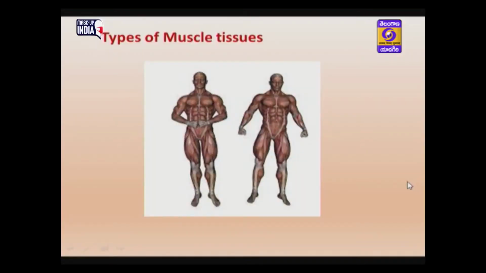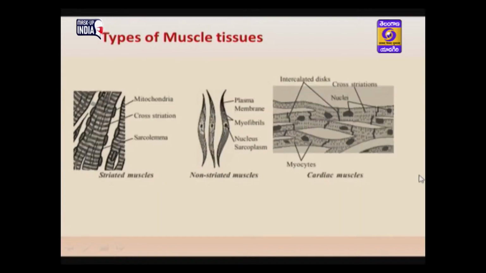See, in our body many muscles are seen, no? All these muscles are made up of muscle tissues. Muscle tissues are of 3 types: striated muscles, non-striated muscles, cardiac muscles. Now, to know more about this muscle tissue, watch this video.